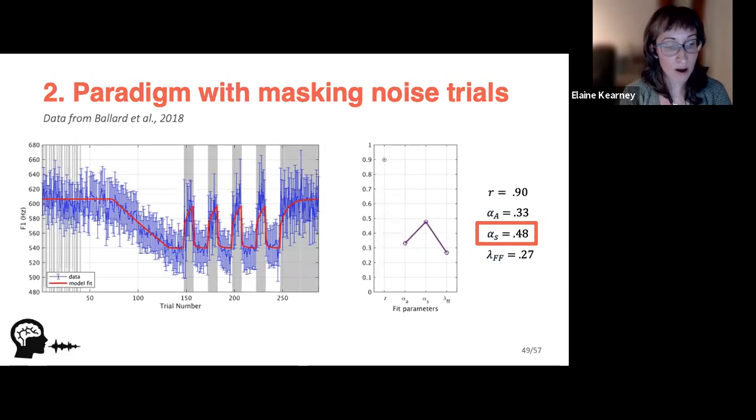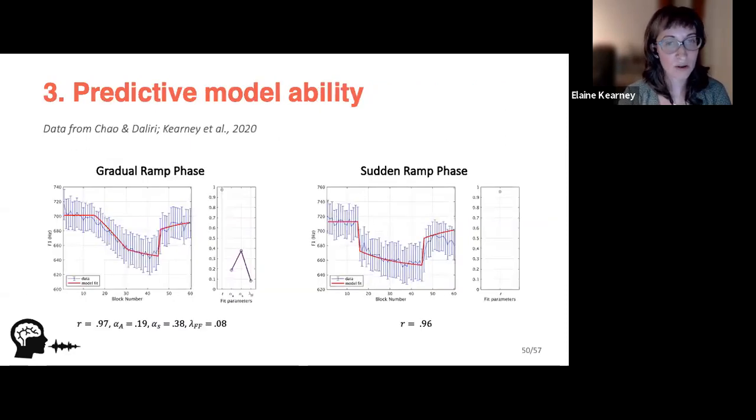Then I just have one more set of simulations to share with you. These ones were looking at testing the predictive ability of the model. These data were collected by Sarah Ching Chow as well as Ayub Deliri at Arizona State. In this experiment, it was again the F1 upward perturbation, but this time participants completed two different conditions.